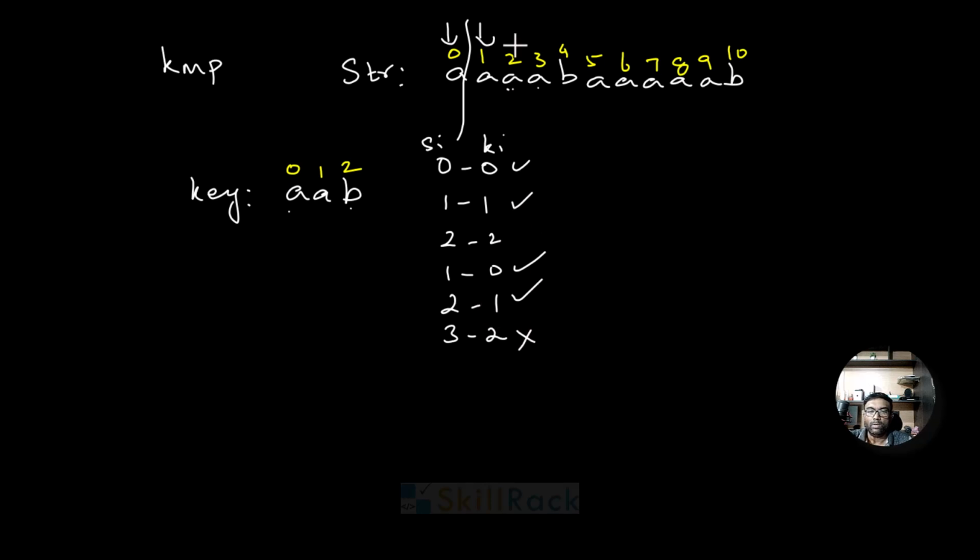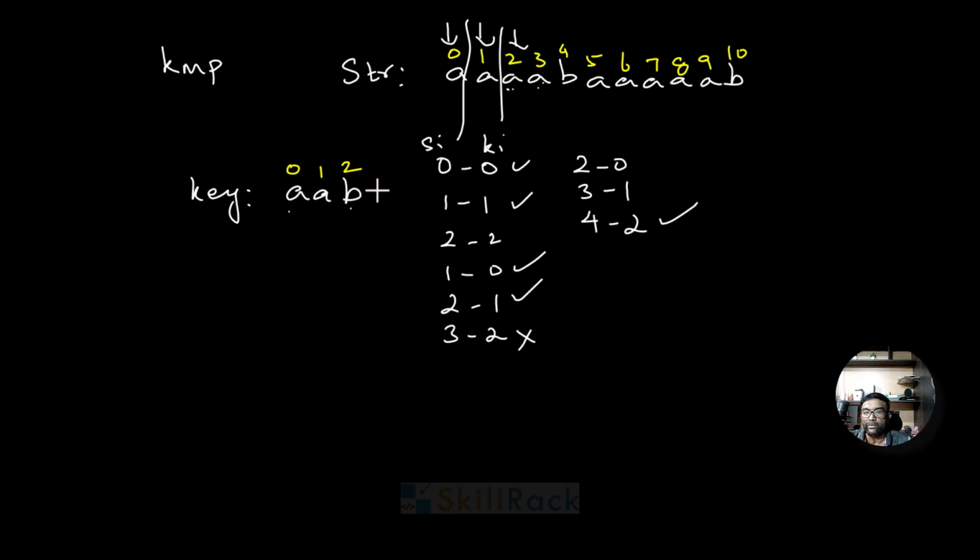So what will you do? Again, you will start at 2 here. So you will start 2, 0. Are they matching? Yes. Then you will be comparing 3, 1. Are they matching? Yes. Then you will be comparing 4, 2. Here you have B and here you have B. They are matching. Now you have reached the end of the key.